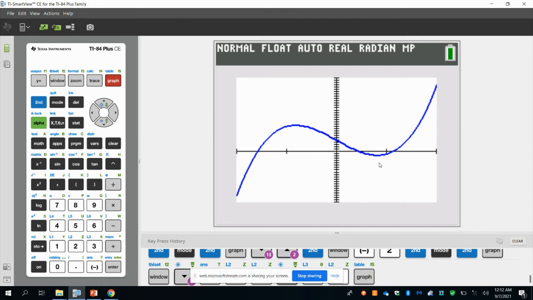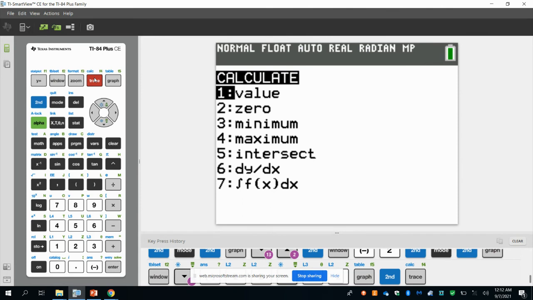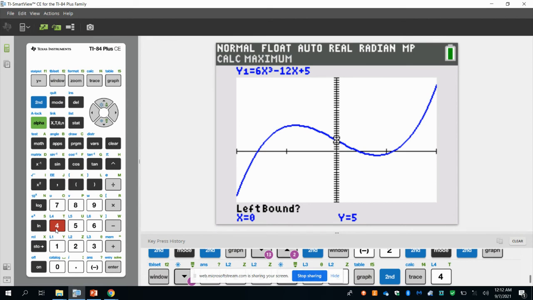So now how can we find it? We use the calculate function, which is right here. We need to press second trace to find a local maximum or local minimum. When I press second trace, there are 7 options here. We would like to use option 3 to find the local minimum and option 4 to find the local maximum. So I'm going to press 4 first, local maximum.